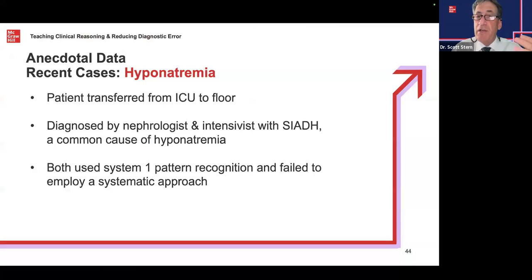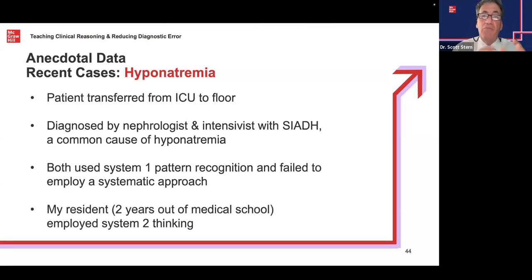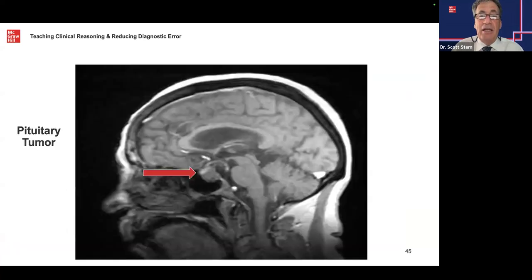They both used System 1 and failed to evaluate the patient systematically. And my resident then, when the patient was transferred to us, evaluated that patient systematically. As it happens, we'd gone through a couple days before the systematic approach to hyponatremia. And when he did that, he found out that cortisol was shockingly low and the ACTH was low, making the diagnosis of secondary adrenal insufficiency as the cause of their hyponatremia.